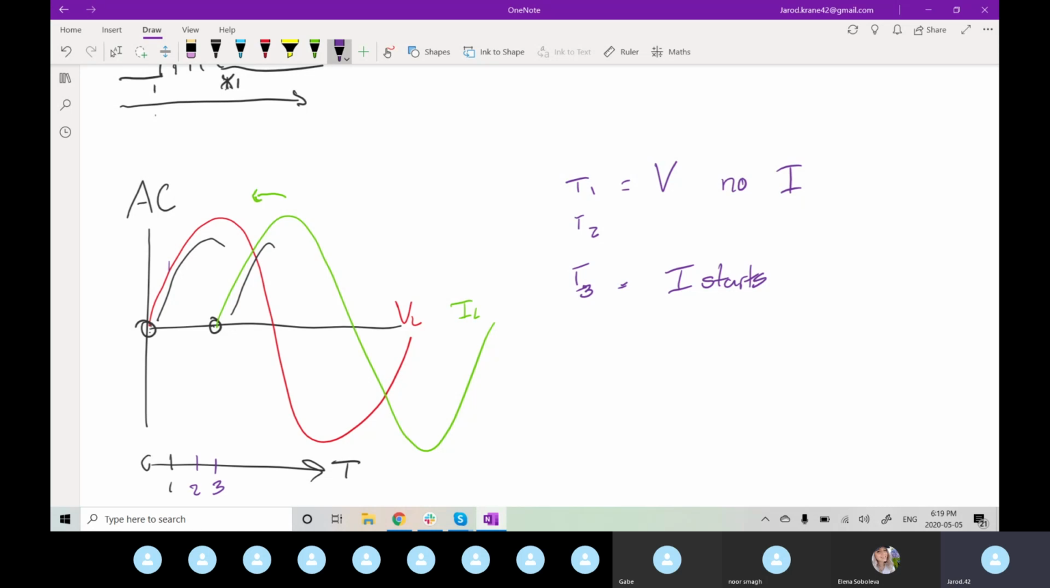So that's what it means when we say the voltage is leading or the current is lagging. Same thing there. So I have a question.